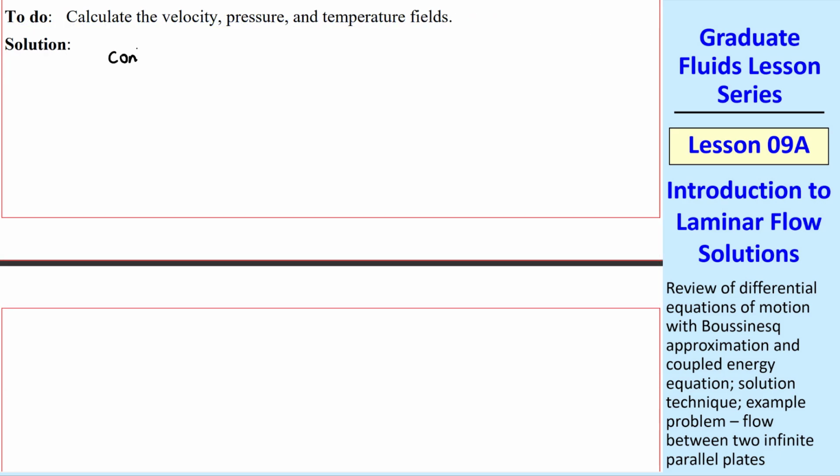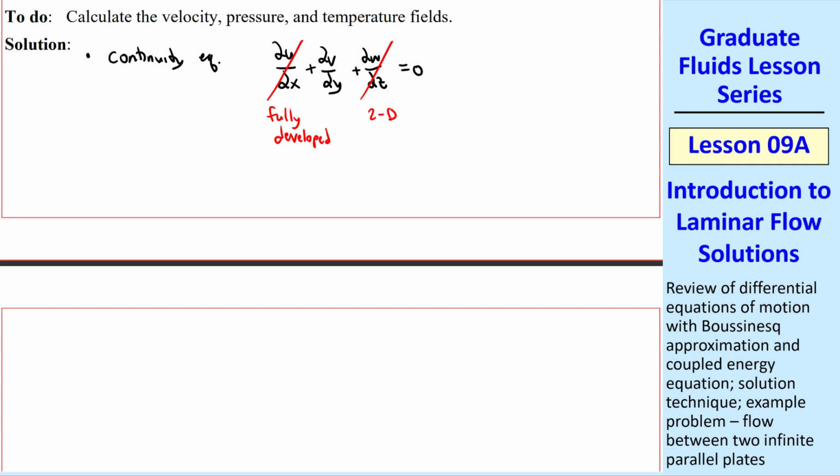We start with the continuity equation in Cartesian coordinates, and we cross off terms that go to 0 by our approximations and assumptions. ∂U/∂x is 0 because the flow is fully developed. ∂W/∂z is 0 because the flow is 2D. Thus, ∂V/∂y is the only remaining term, which implies that V is not a function of y.